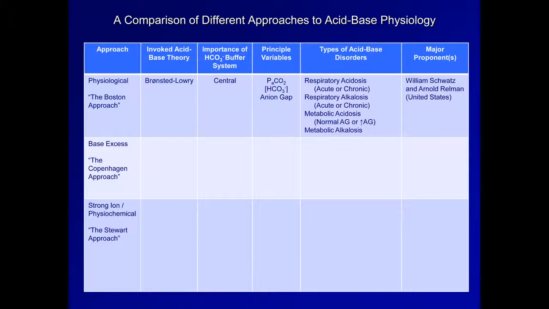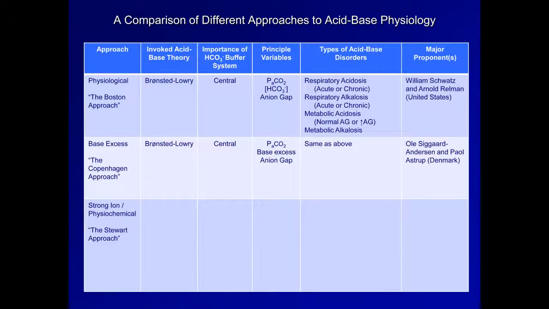Moving on to the base excess approach, this is also based on the Bronsted-Lowry theory of acid-base, and the bicarb buffer system is also central. The principal variables are PCO2, base excess, and anion gap. The general types of acid-base disorders that it defines are the same as above, and the major proponents of this have historically been Europeans, specifically Sigurd Andersen and Astrup from Denmark. From this basic chart, you can see that on a fundamental level, the traditional approach and the base excess approach are very similar.